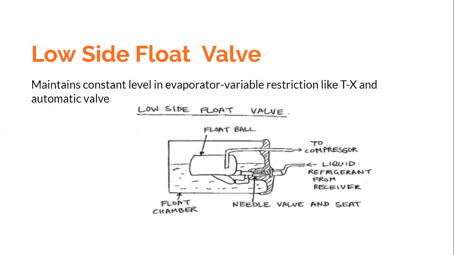Intelligently in the sense that, if the load falls, the thermostatic expansion valve will decrease the flow to the evaporator. If the load increases, it will increase the refrigerant flow to the evaporator. Okay, so this completes our introduction to expansion devices.